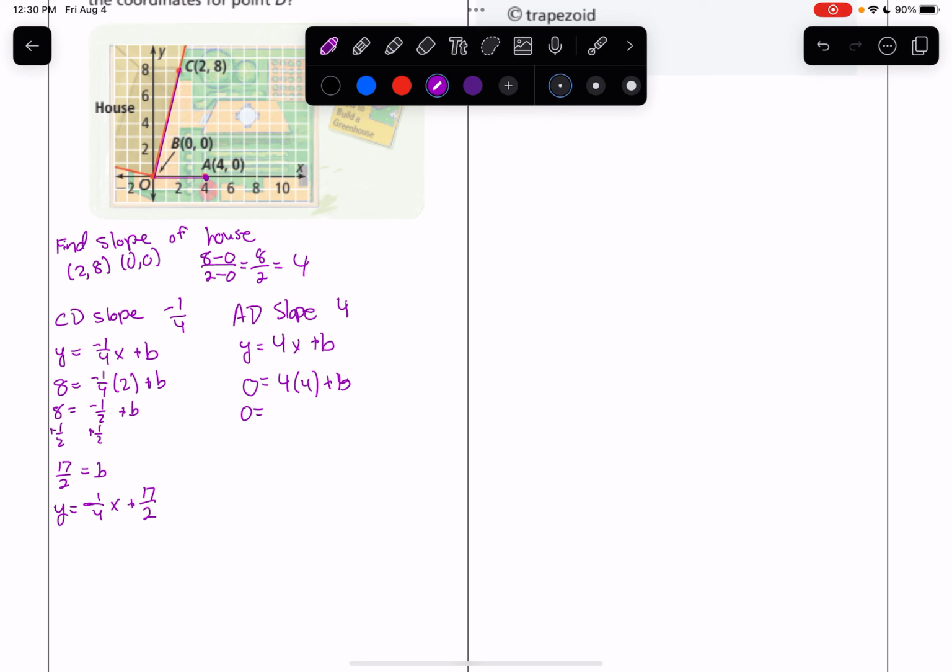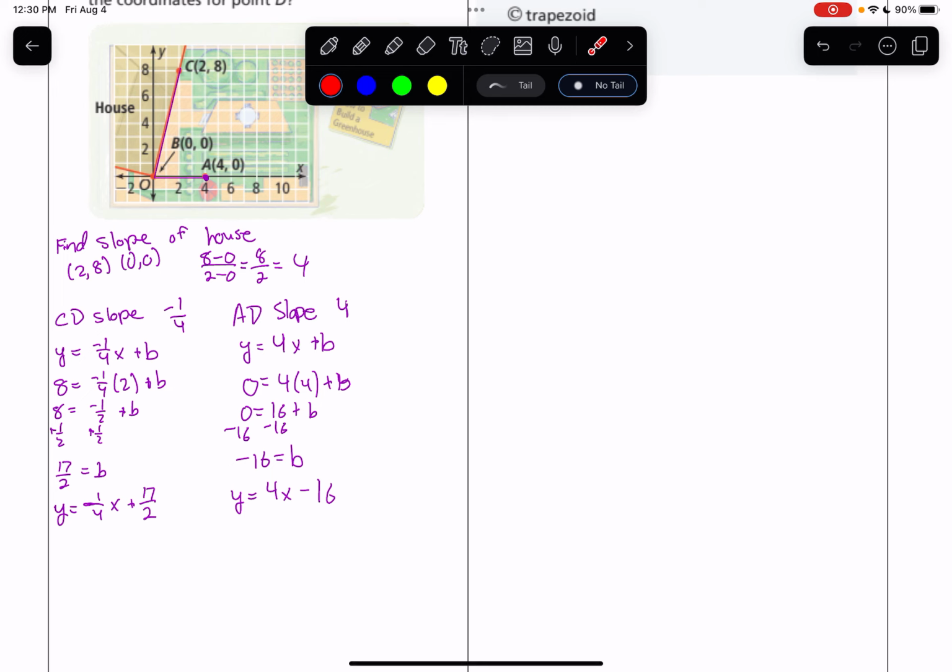So 0 equals 16 plus b. Subtract 16. Negative 16 equals b. So our equation for this one is going to be y equals 4x minus 16.